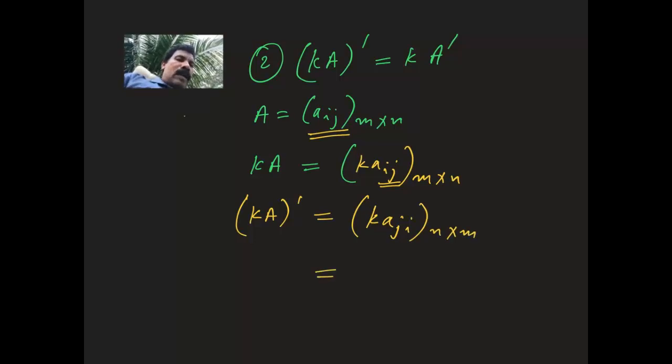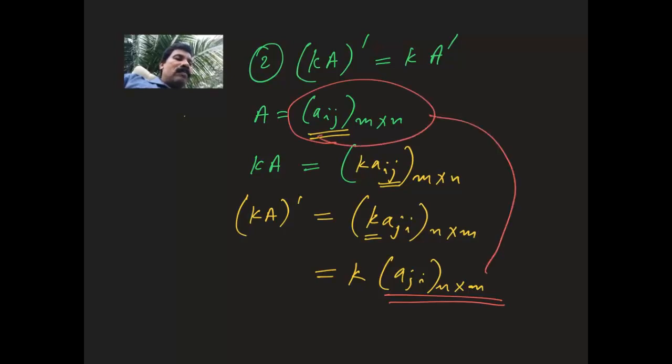And you know that we can take this k outside if you want. That is k into Aji of order n by m. Now what is this? In comparison with this one, we can see this is A dash. So that is equal to k A dash.